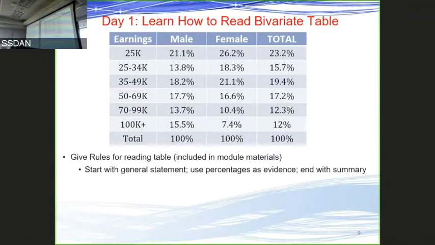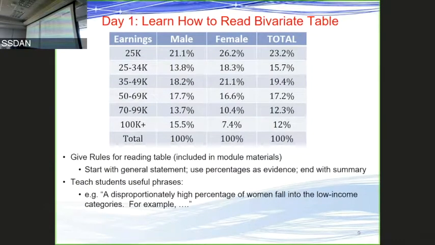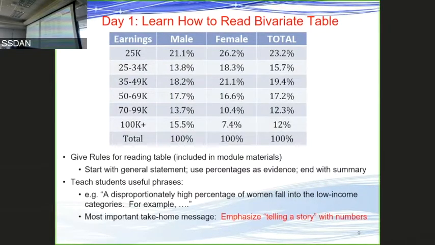And again, this one's a pretty simple one. I teach them some useful phrases: a disproportionately high percentage of women fall into low-income categories. You'll discover language that you don't like, and it's worth keeping track of that. Keep your notes, and I have eventually developed Baumer's rules, and I give that to them, and it becomes a bit formulaic. But I don't care if you can follow the formula for now. You can add the bells and whistles later. And I just tell them, you're telling a story. And I'll say to them, how often have you heard someone start using numbers, and what's your typical response when people talk?